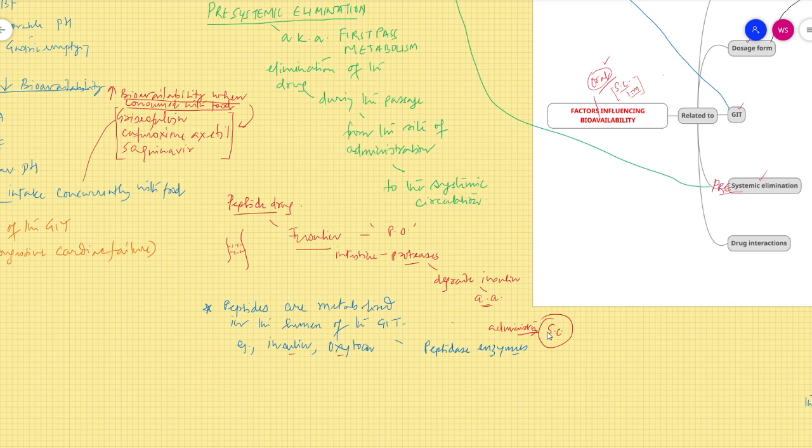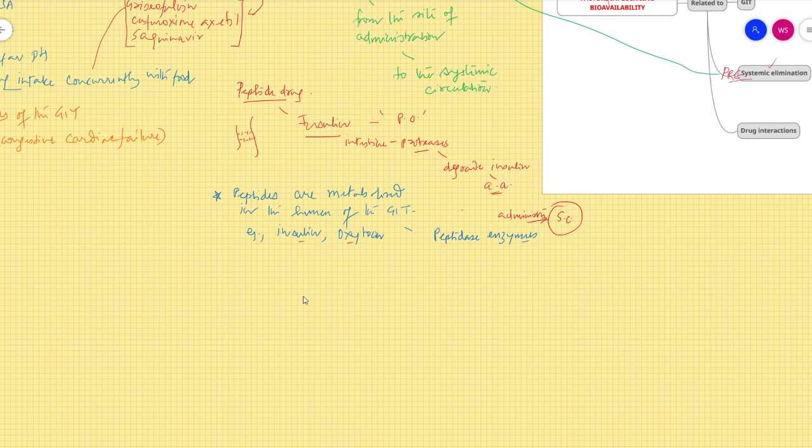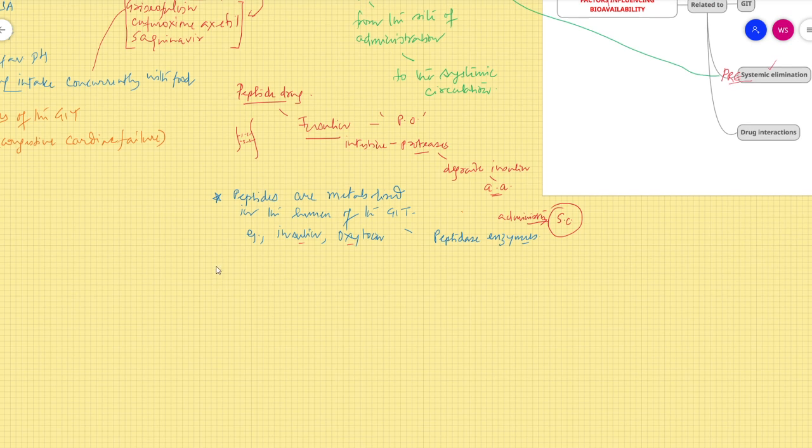Okay, so if we give it subcutaneously, in the subcutaneous environment there is no peptidase enzyme, and therefore it will have systemic effects. Okay, there are other drugs which have the same problem, like catecholamines. So a catecholamine example would be adrenaline.